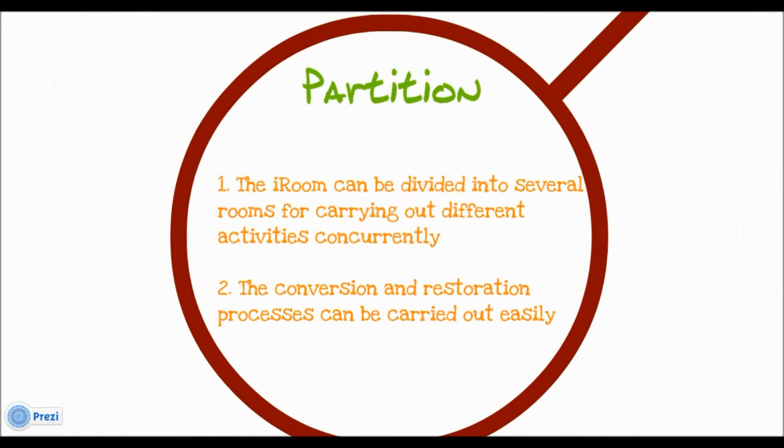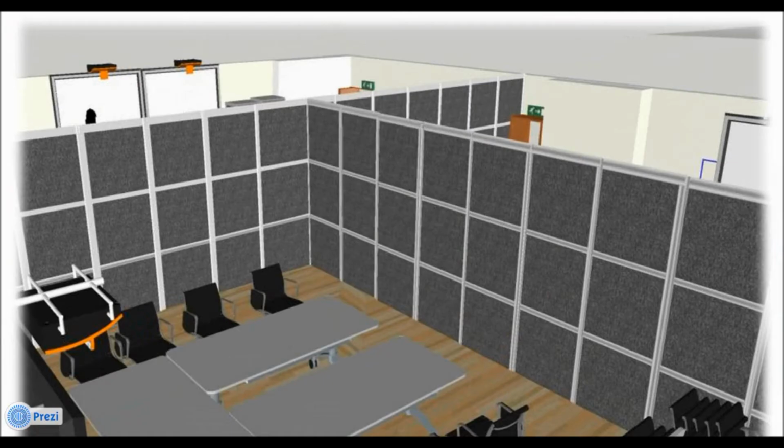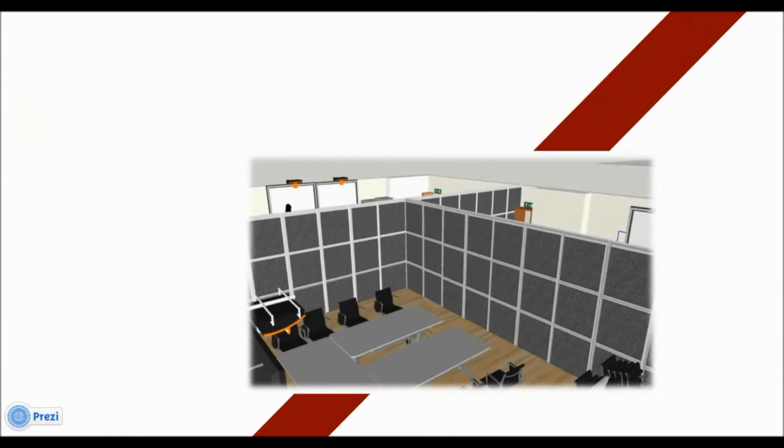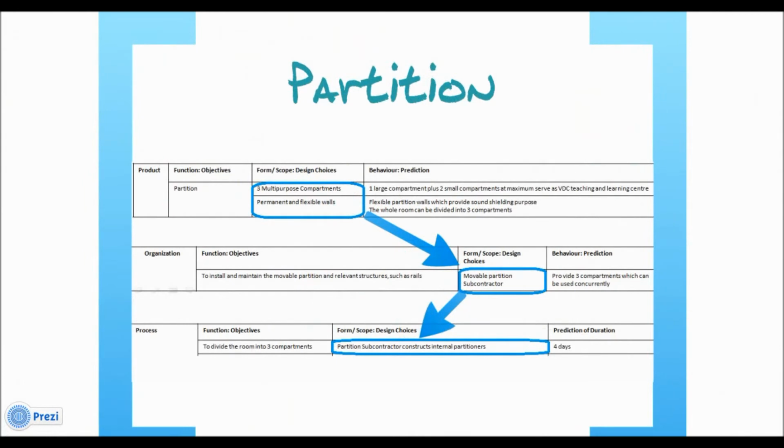In terms of partition, the iRoom should be able to be divided into several compartments for carrying out different activities concurrently, while the conversion and restoration process have to be easily carried out. Therefore, movable internal partitioners will be used. Referring to the POP model, a movable partition subcontractor will be employed to construct movable internal partitioners so that the iRoom can be divided into 3 multi-purpose compartments.